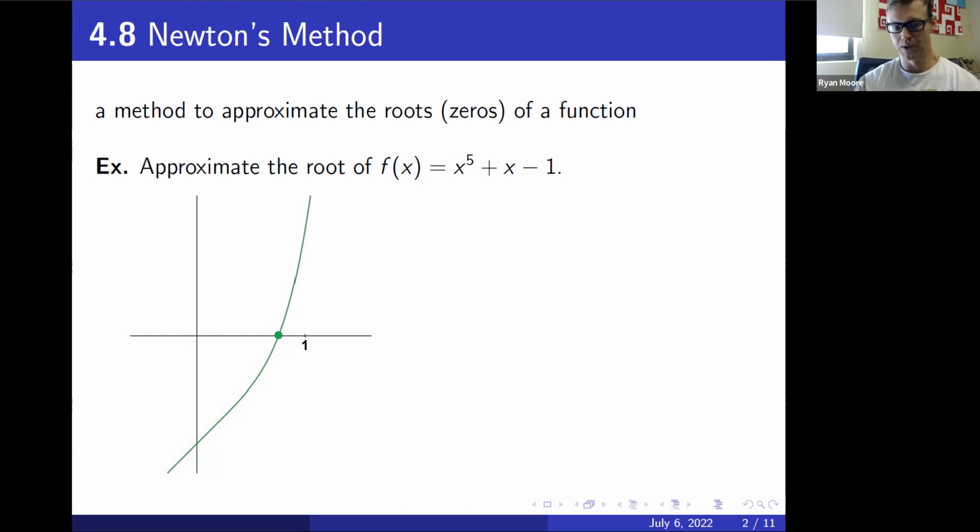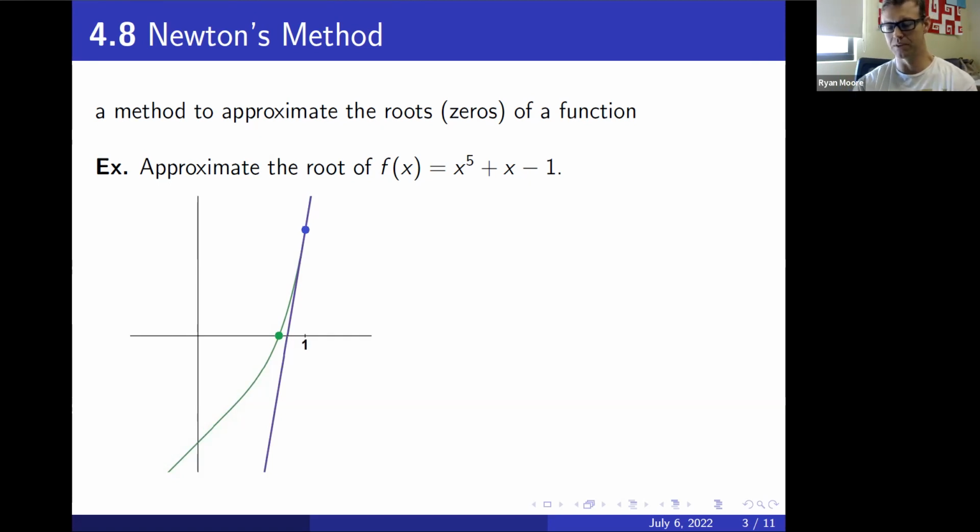Here's what we can do. Looking at the graph, it's near 1, right? So what if we found the tangent line that passes by the graph at x equals 1? Here's what that would look like. If we found the point at 1, that purple dot, and then found the equation of the tangent line that goes through it, we get something like this.